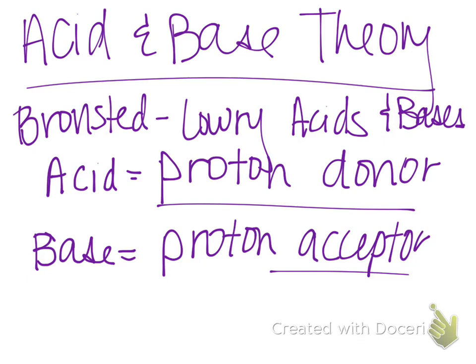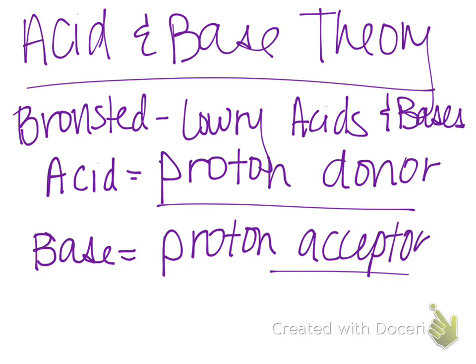Okay, so if we've got two compounds and they're interacting in an acid-base reaction, one of them is donating that proton, one of them is accepting that proton. So in every acid-base reaction, there's got to be an acid and a base, right? One of them is accepting that proton, one of them is donating that proton.